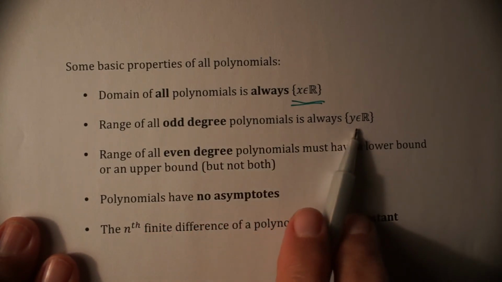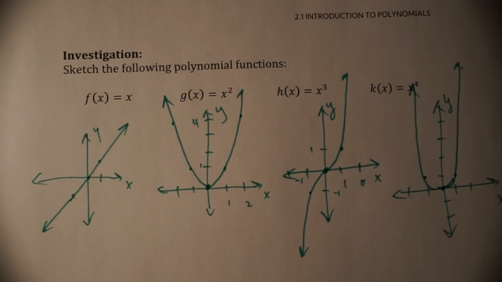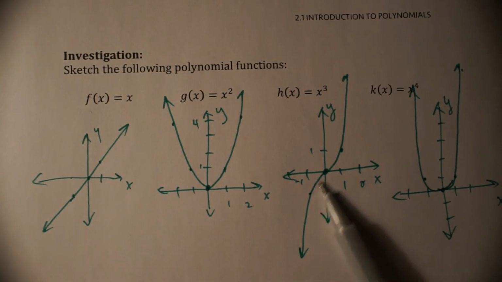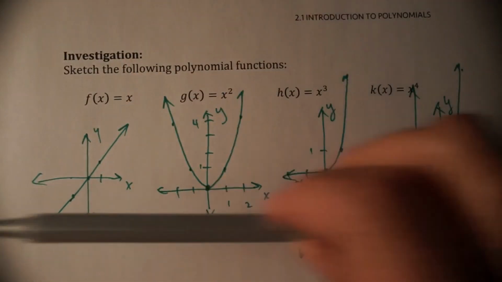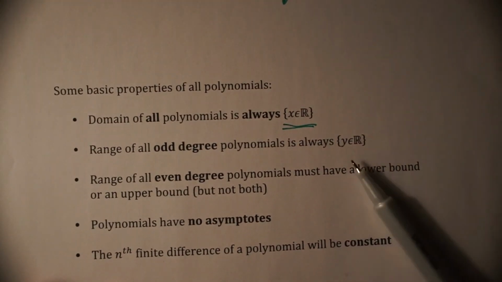Is always y is an element of R. So let's look up at our thing again here and look at our odd ones. We have an odd one here and here. They're odd. And notice how they keep going. Like if you look in the y direction, they go forever. And that's why the range of an odd degree polynomial is always y is an element of R.